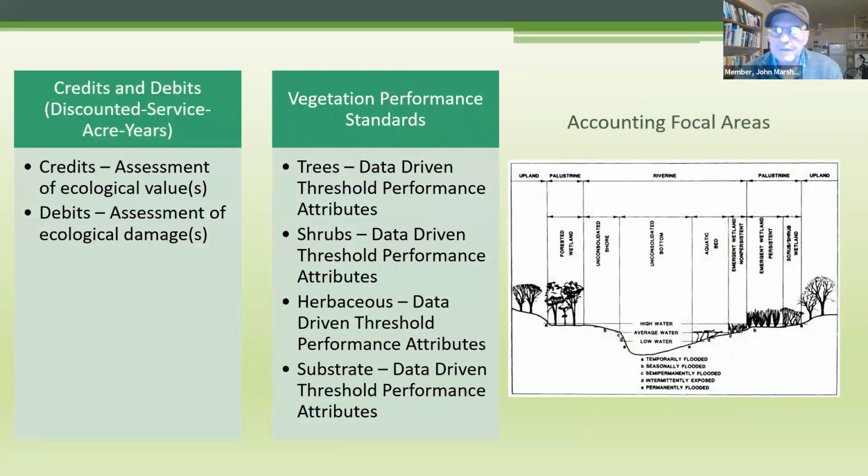We're going to really divide this program up into two major sections: credits and debits, or DSAs, they call them in the Portland Harbor, discounted service acre years. And then we're really honing in on performance standards for vegetation, a very narrow focus for the purposes of this presentation. And the habitats you'll see in that coordinate classification side view diagram on the right of this slide are the kinds of habitats that we're looking at.